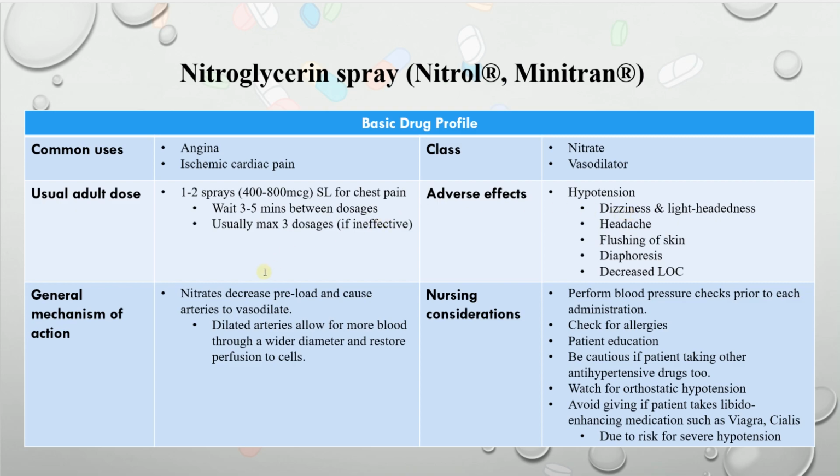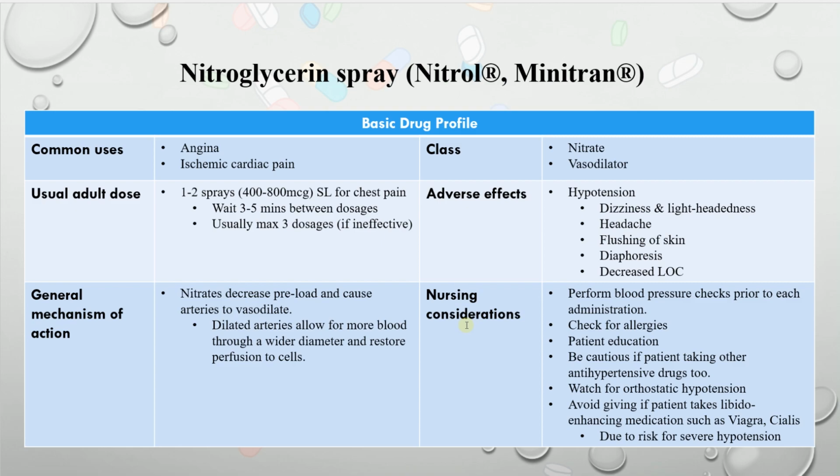The general mechanism of action of nitrates is that they are great at reducing the preload because they cause the arteries to dilate. And as the arteries dilate, more blood can go through because there's a wider diameter. And if more blood goes through, then it's able to restore perfusion to the cells better.